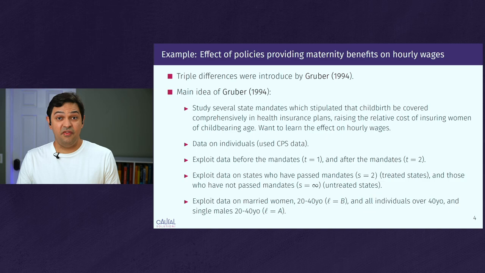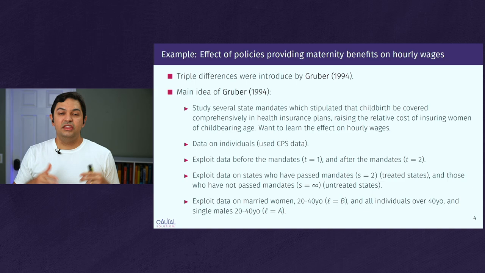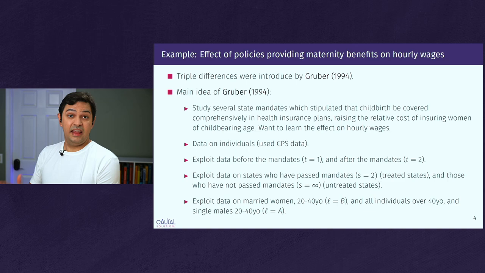So what is going to happen here is that we're going to partition my data into two groups as well. I'm going to have married women with age 20 to 40. This is going to be, quote unquote, the target population, the population which this policy is supposed to directly affect. And I'm going to have a different partition of the data, which is going to be S, L equals A. And L equals A, in this study, is individuals who are older than 40. It can be man or woman.